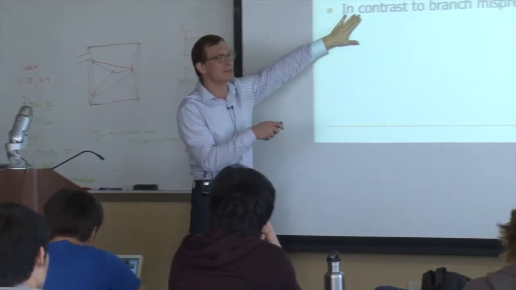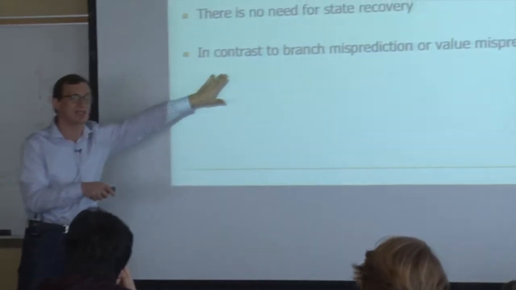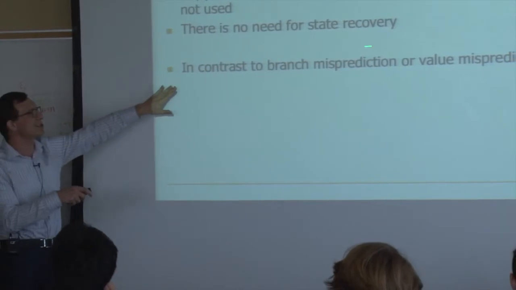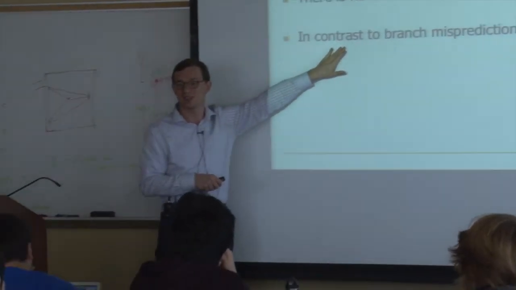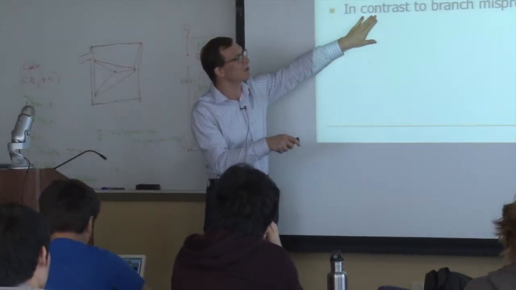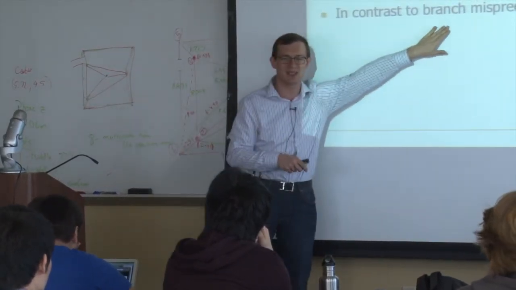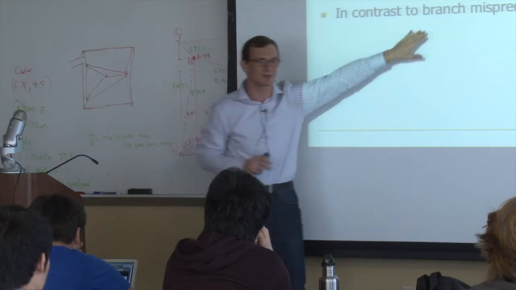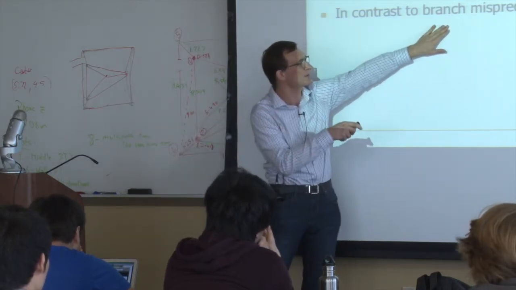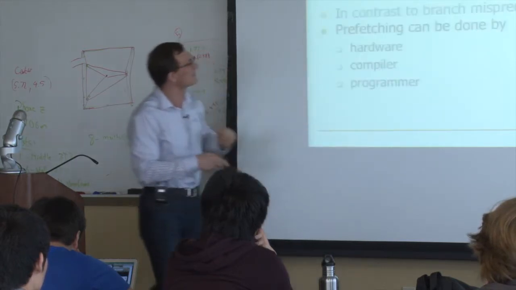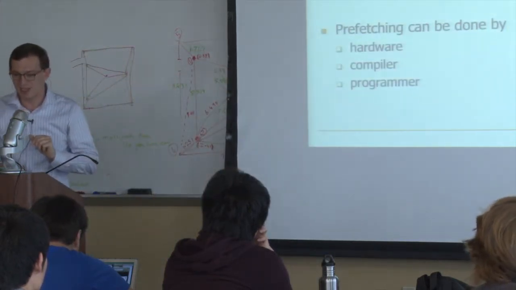This is in contrast to branch misprediction and value misprediction, right? At least on the correct path. When you're mispredicting a branch, you'd better recover from it. When you're mispredicting a value, you'd better recover from it, unless you do all of this in a really purely speculative mode. In run-ahead execution, when you mispredict a branch, you don't necessarily need to recover from it, right? Same as value misprediction.